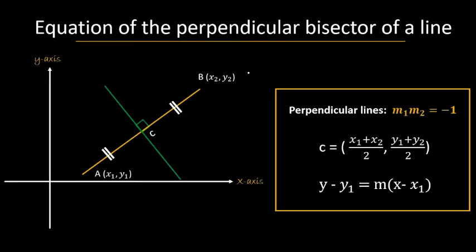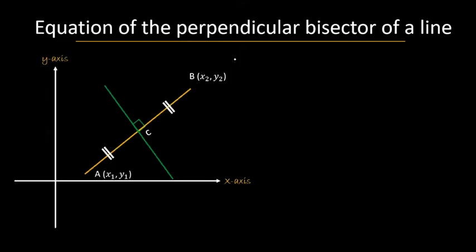In today's video, we want to look at how to calculate the equation of a perpendicular bisector of a line. Alright, so let's consider this diagram that we have. We have a straight line which is in gold or yellow over here with the points A and B. They all have their respective coordinates. So point A has the coordinates x1 and y1. Point B has the coordinates x2 and y2.